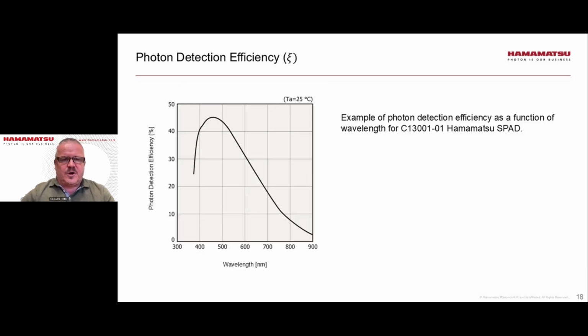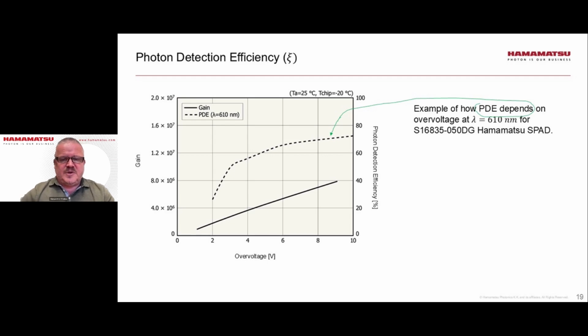And therefore, here we have a realistic plot of photon detection efficiency as a function of wavelength for a realistic SPAD by Hamamatsu. It should be noted that photon detection efficiency is certainly a function of wavelength, but it is also a function of overvoltage or excess bias. And so here we see a plot of, among others, photon detection efficiency as a function of overvoltage. And we see that photon detection efficiency increases with overvoltage.